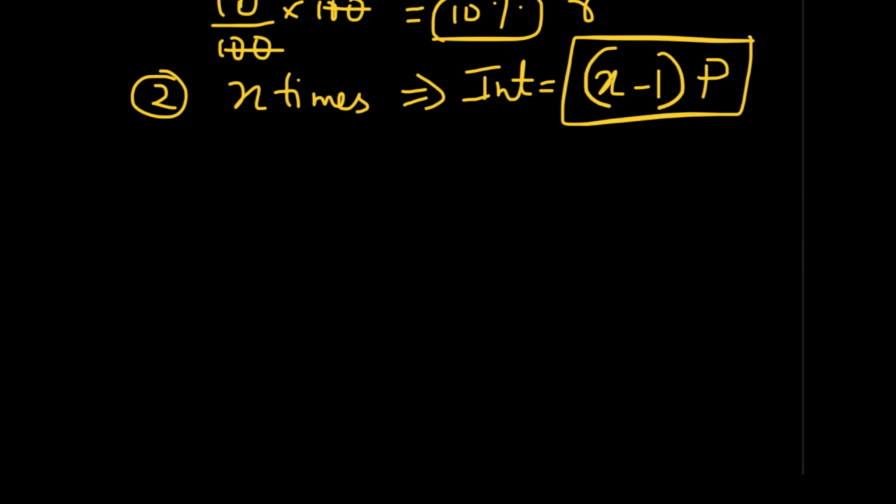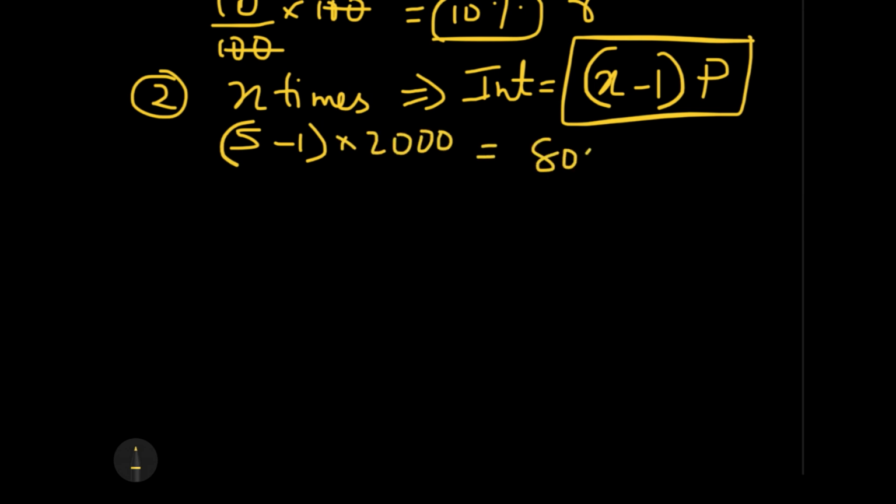If I say that the rate of interest is not given, for example, and the time is given, that in 5 years I am going to make it 5 times, then 5 times means x is now equal to 5. So (5 minus 1) into 2000, which is my principal amount, would make it 8000 rupees of interest only. Now, if it is an SI question, you know what to do.